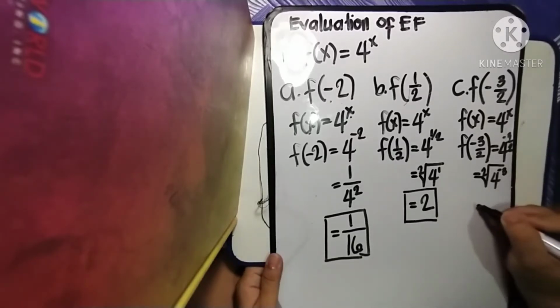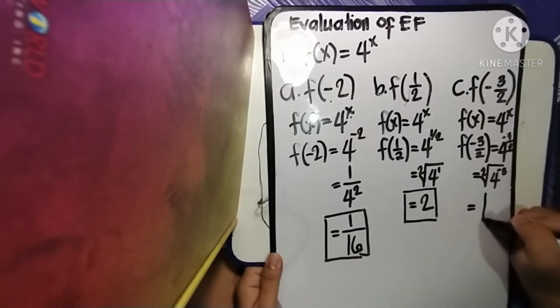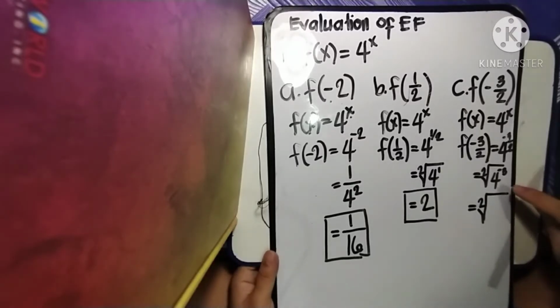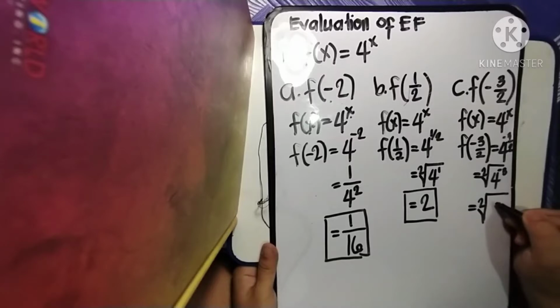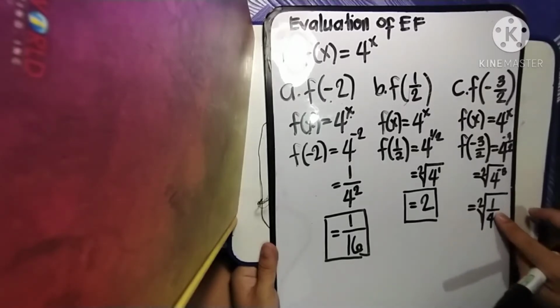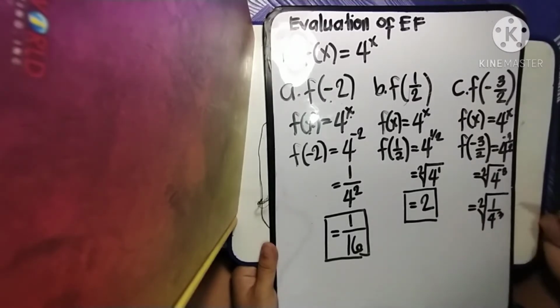Okay. So, next is copy, simplify. So, this is square root of 4 to the power of negative 3. Now, we simplify the number inside. Any number that is raised to a negative exponent will be written in a fraction form. Okay? So, written in a fraction form or get the reciprocal of the given number. So, reciprocal, this will become a fraction. So, 1 over 4 to the power of 3 or 4 cubed. Okay? This is 4 cubed.